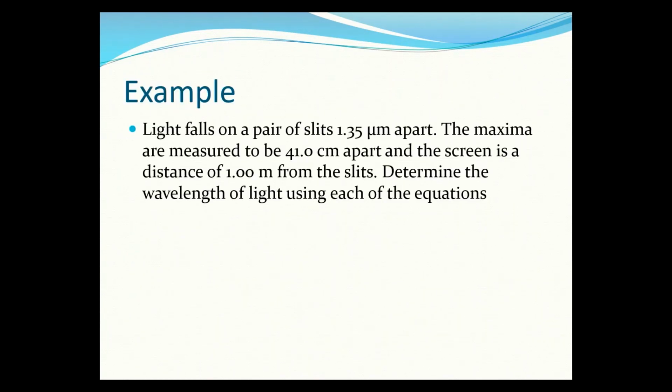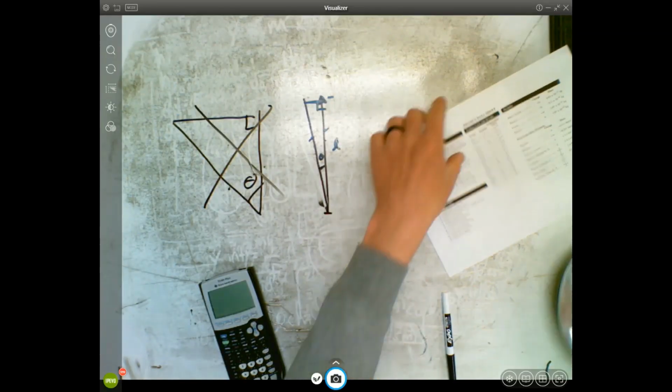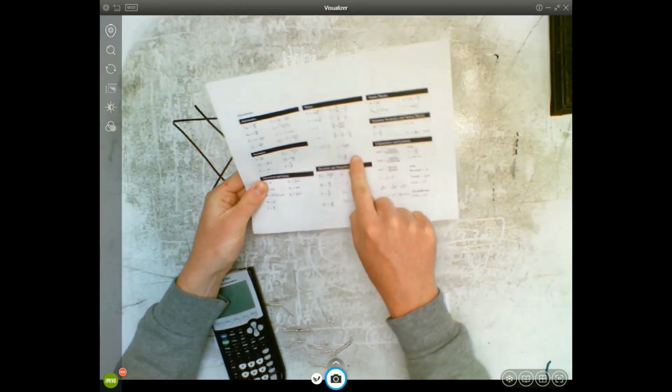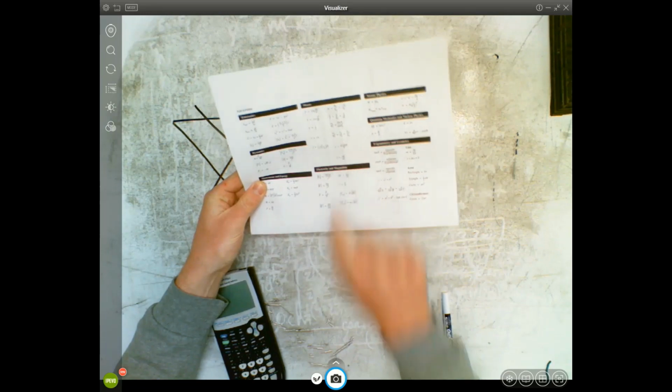So let's do some examples. Okay. So light falls on a pair of slits 1.35 micrometers apart. The maxima are measured to be 41 centimeters apart, and the screen is a distance of 1 meter from the slits. Determine the wavelength of the light using each of the equations. Okay, so we're going to do this with both. Oh, you can find these formulas under waves. They're the last two. They're these two right here under waves.